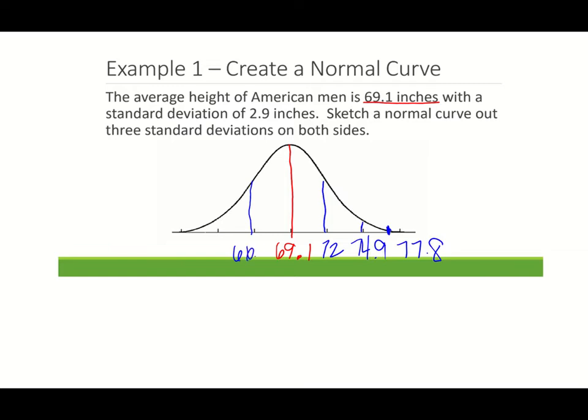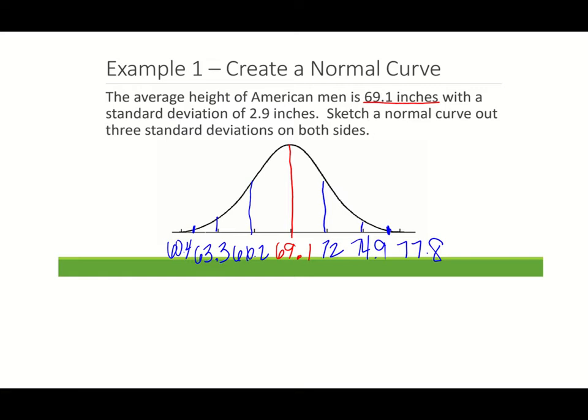To get 2 standard deviations to the left, I'm going to subtract another 2.9, which gives me 63.3. And then to get 3 standard deviations, I'm going to subtract another 2.9 to get 60.4. So this would be my normal curve with 3 standard deviations on both sides of the mean. My mean is at 69.1, and then each increase or decrease by 2.9 is another standard deviation away.